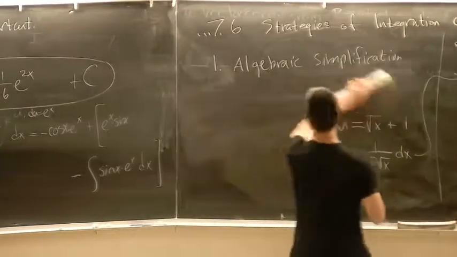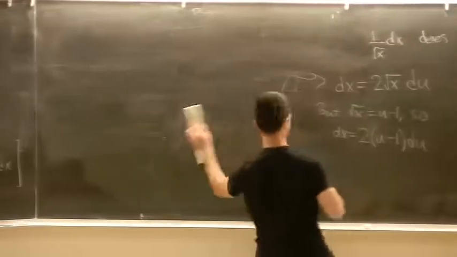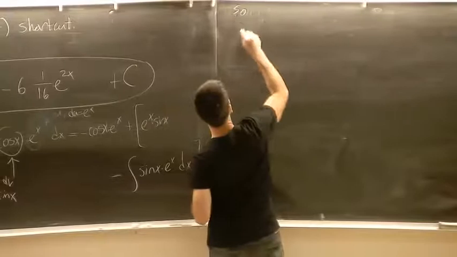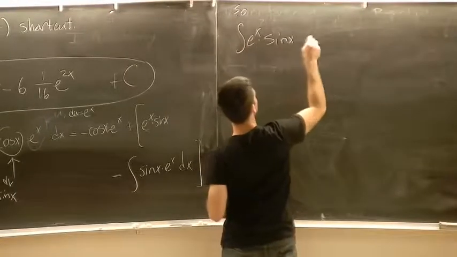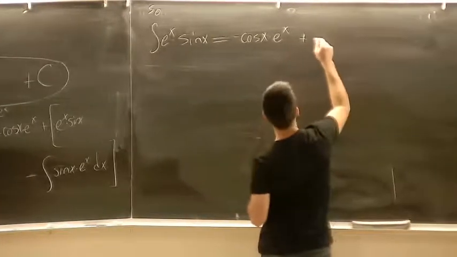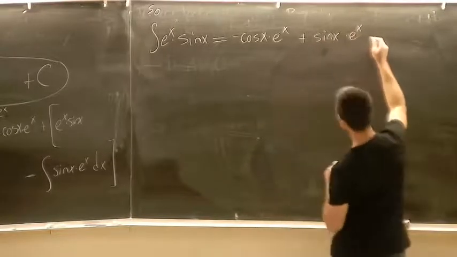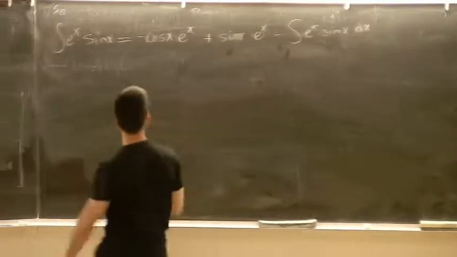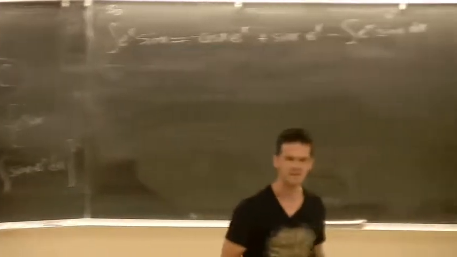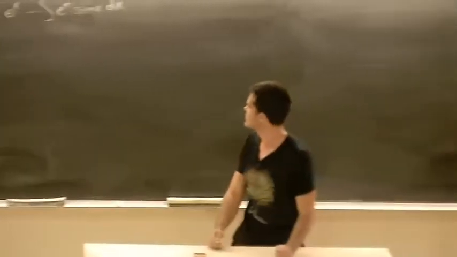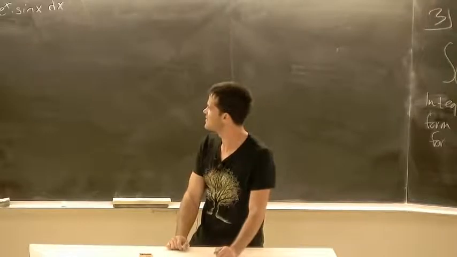So what just happened here? Let me write this all out in one line if you don't see it. The integral of e to the x times sine x equals negative cos x times e to the x plus sine x times e to the x minus the integral of e to the x times sine x dx. So it doesn't look like things are getting better, right? I still have an integral on the right-hand side. What can I do?